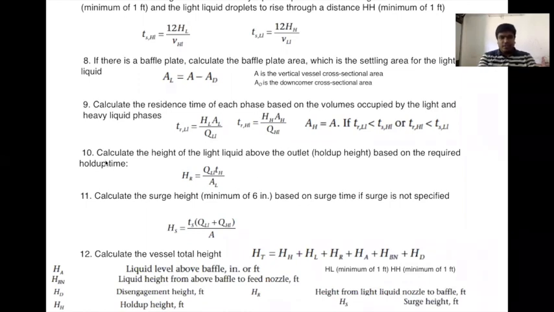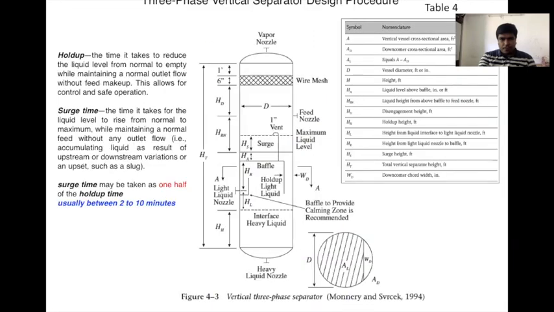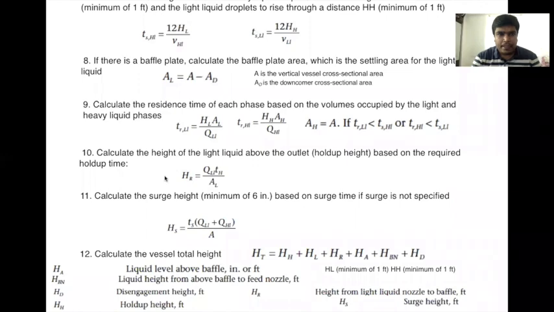Now in step number 10, you have to calculate the height of the light liquid above the outlet, the hold up height, that is HR. I'll show you in the diagram what HR is. From the light liquid nozzle to the baffle, this is HR, which is the height of the light liquid nozzle to baffle in feet. Now see how it is calculated.